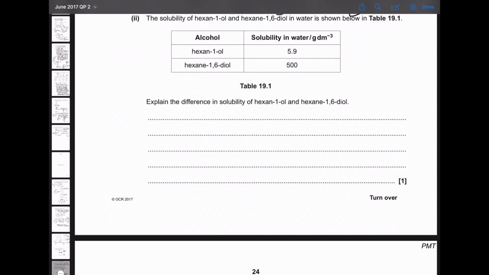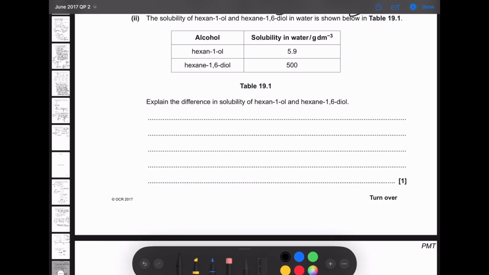The solubility of hexan-1-ol and hexane-1,6-diol in water is shown below in table 19.1. Explain the difference in solubility of hexan-1-ol and hexane-1,6-diol. Hexan-1-ol looks like this. Hexane-1,6-diol looks like this. 1, 2, 3, 4, 5, 6. Yeah, that's perfect. So what's the difference?